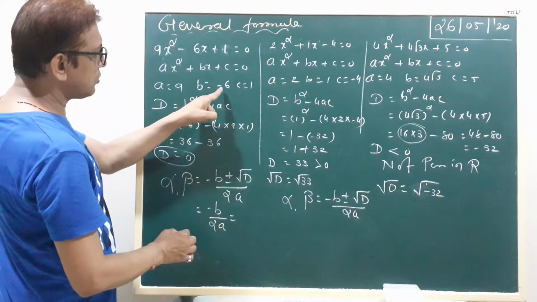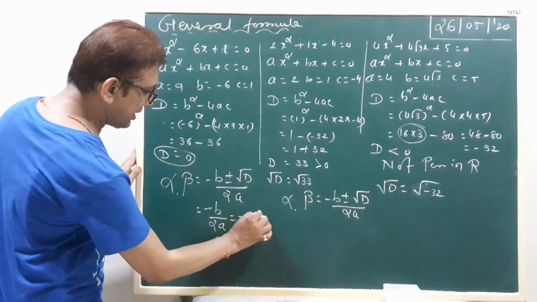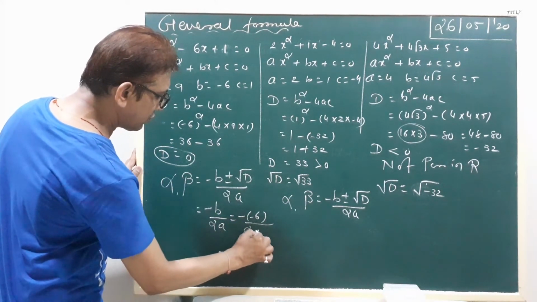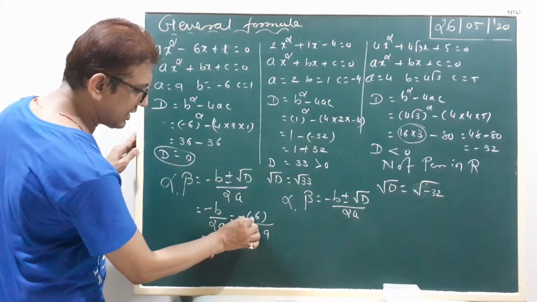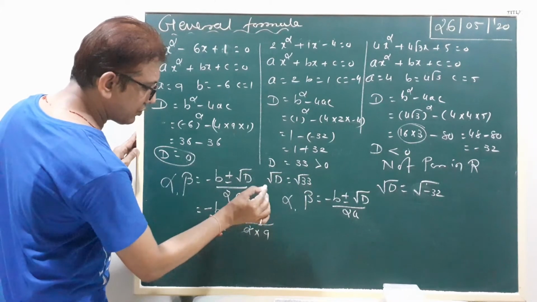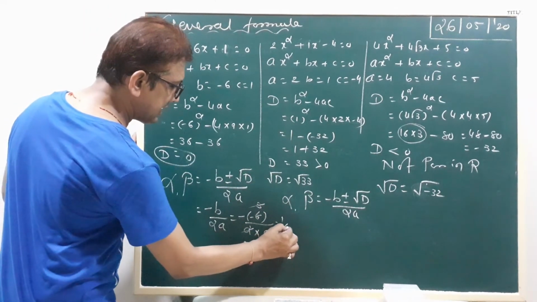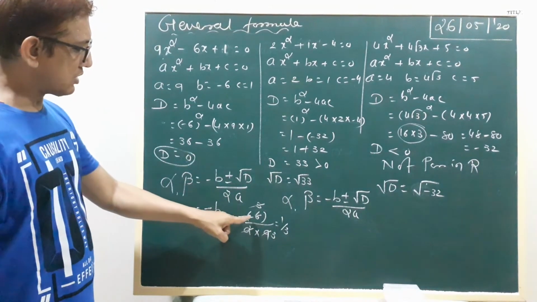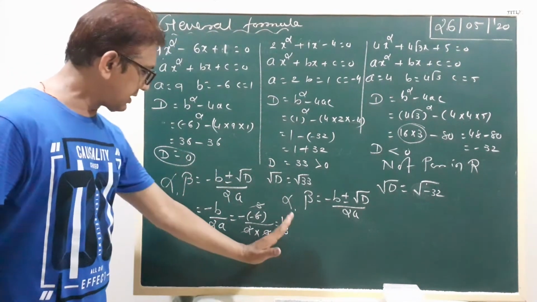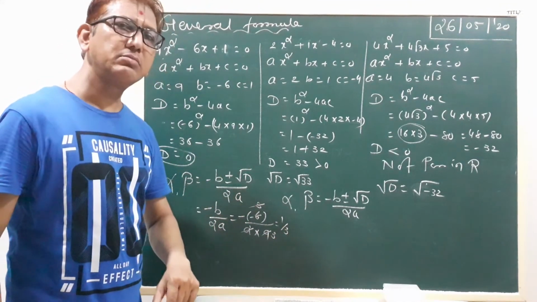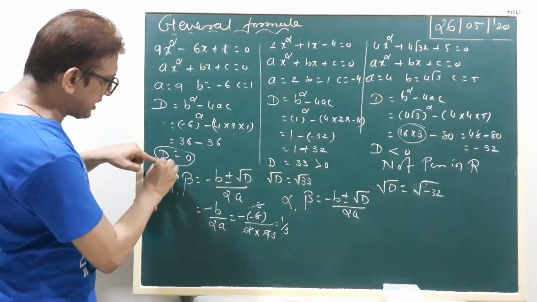So minus b upon 2a. b equal to minus 6, the minus sign as it is, and b equal to minus 6. 2a equal to 9. Minus minus becomes plus. 3 threes are 9, so our answer is 1 by 3. Numerator 1, denominator 3. So alpha is 1 by 3, beta is also 1 by 3. Clear? Okay.